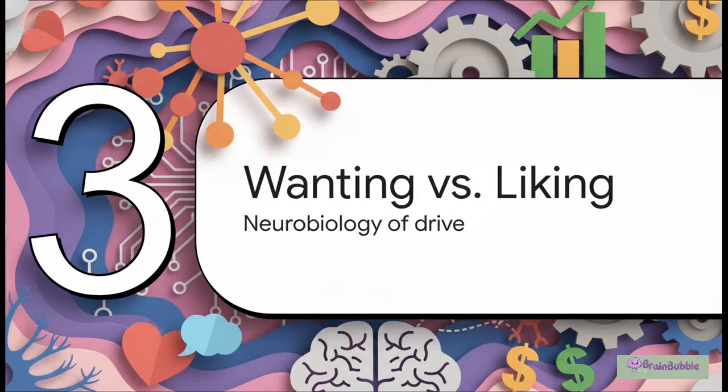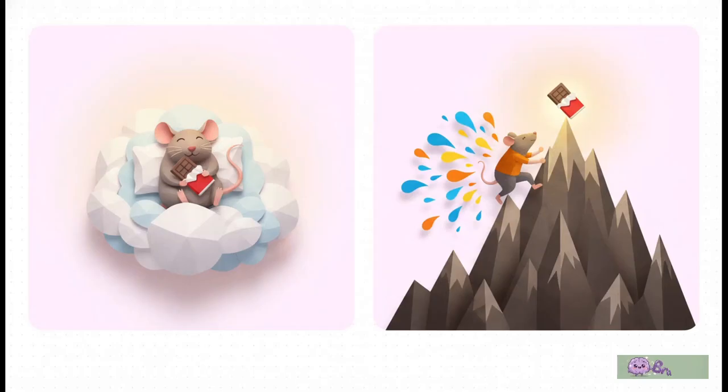That brings us right into Section 3, dopamine, wanting versus liking. Let's dive straight into the neurochemistry of drive. Listen, if you take away absolutely anything from this explainer, let it be this exact distinction right here. For decades, dopamine was famously known as the pleasure chemical. But we now know that's not quite right.